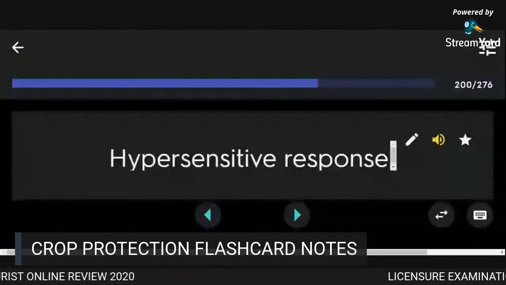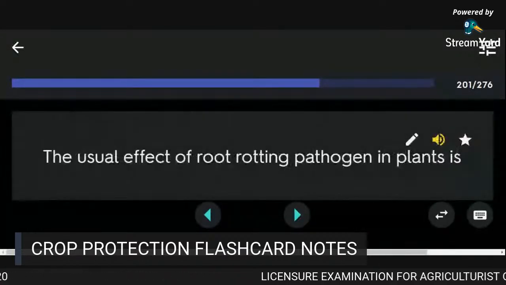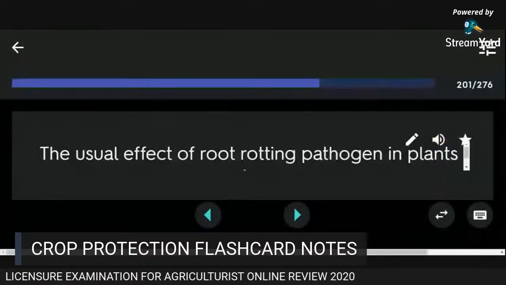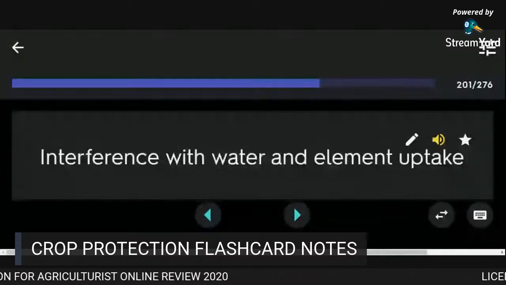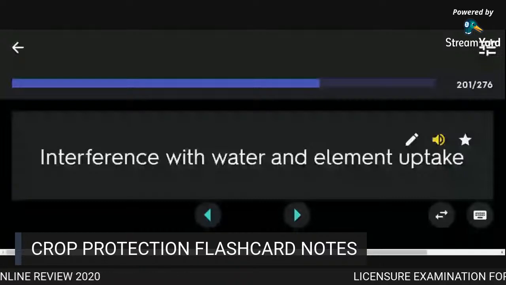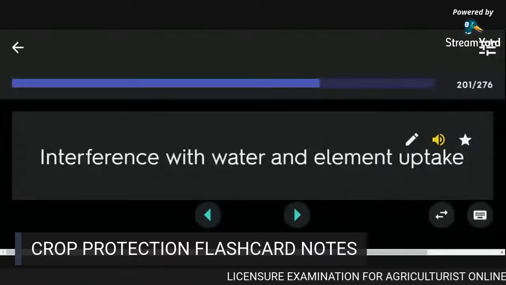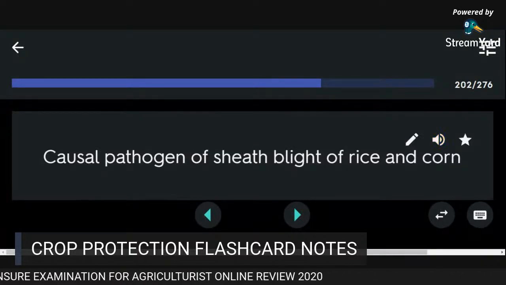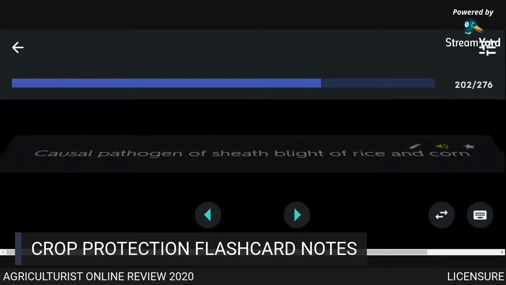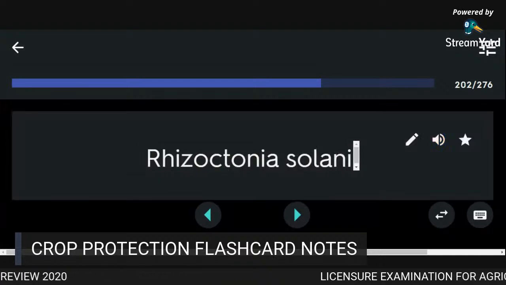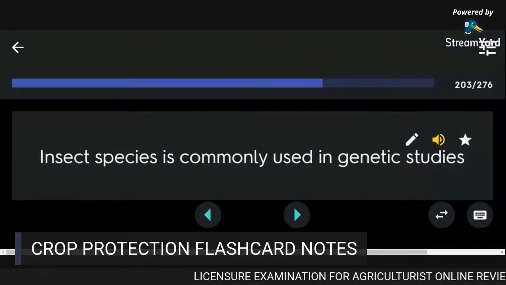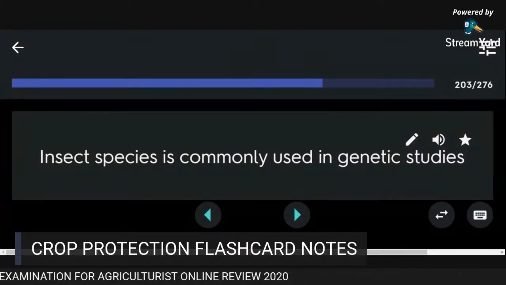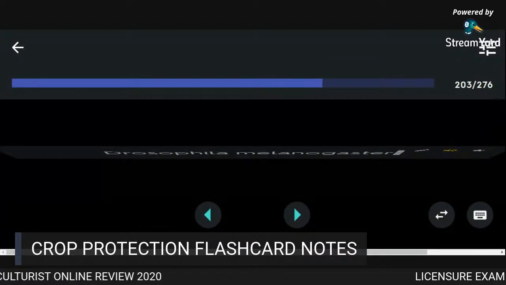The usual effect of root rotting pathogen in plants is interference with water and element uptake. Causal pathogen of sheath blight of rice and corn: Rhizoctonia solani. Insect species commonly used in genetic studies: Drosophila melanogaster.